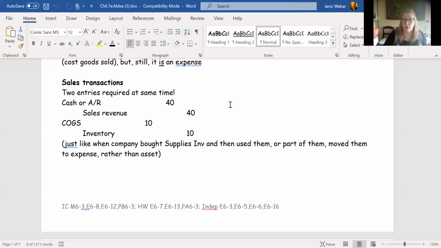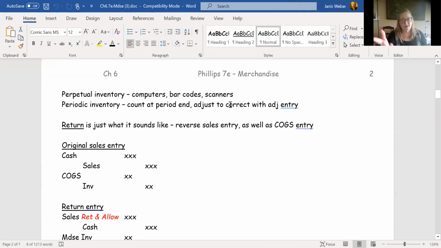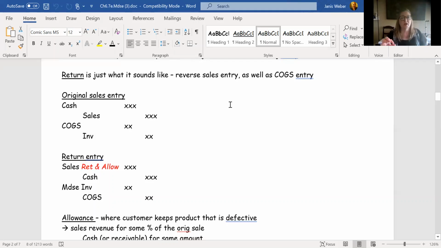But this thing where Walmart and most companies scan in the item and record the cost at the exact same time, that's called perpetual inventory. Okay, so mostly we'll be studying about perpetual. Perpetual includes computers, barcodes, and scanners, whereas periodic is an end of the period count with an adjustment through an adjusting entry.